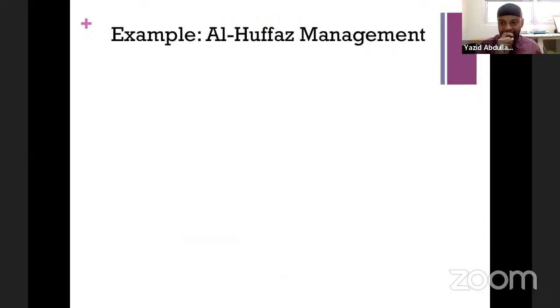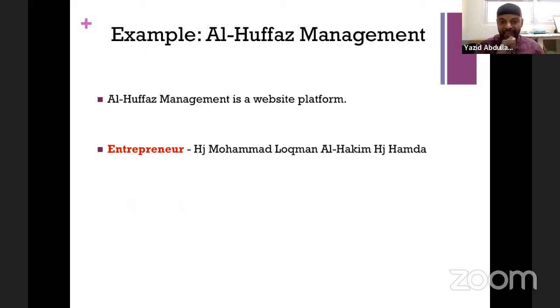And to be able to do that, I'm going to draw from an example of a company here in Brunei. This company is called Al-Hufaz Management. I'm going to use it as an example to describe what the business model is. Al-Hufaz Management is essentially a website business. It's a website platform. The business was founded by an entrepreneur called Haji Muhammad Luqman, and he's a Bruneian.